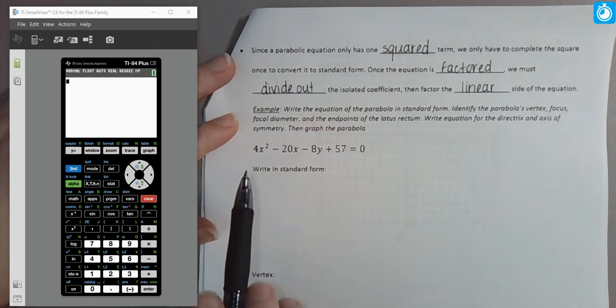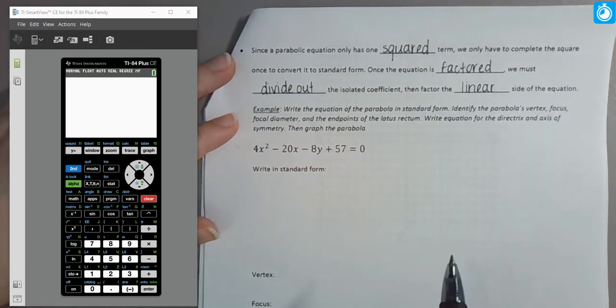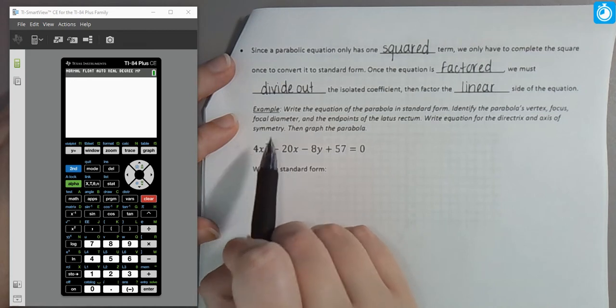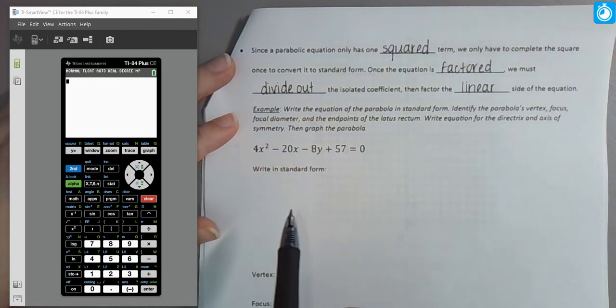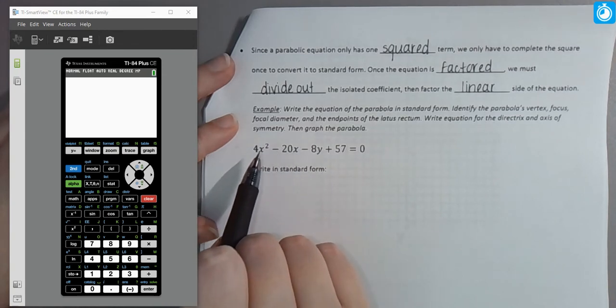Okay. So let's just start by writing in standard form. Again, the goals are the same. Find all the key features, graph the parabola, write the equation for the directrix, the axis of symmetry. Finding all of those features means we need to find our standard form first, though. Okay, so notice we have a quadratic x and then a linear y. So that's our indication that we're looking at a parabola versus an ellipse versus a hyperbola. So we're going to complete the square with x.